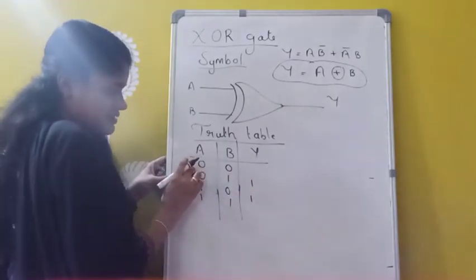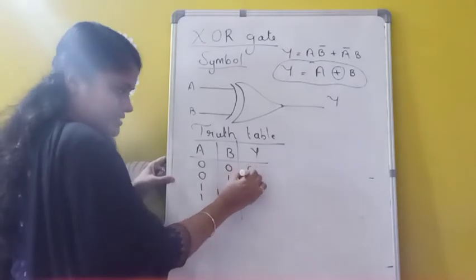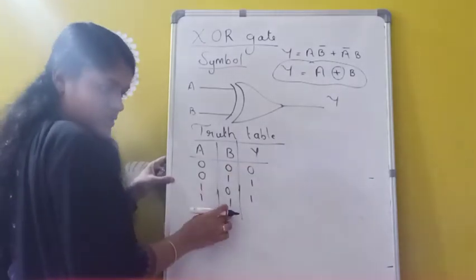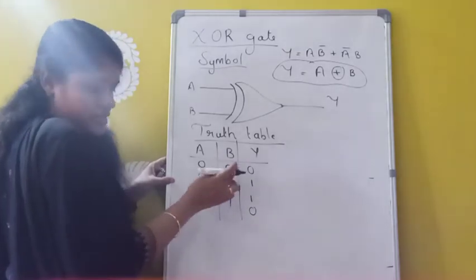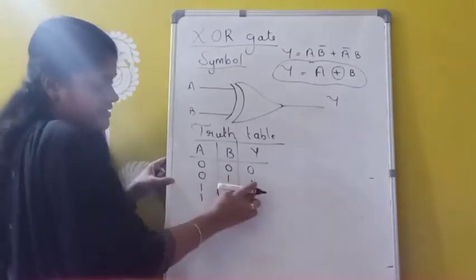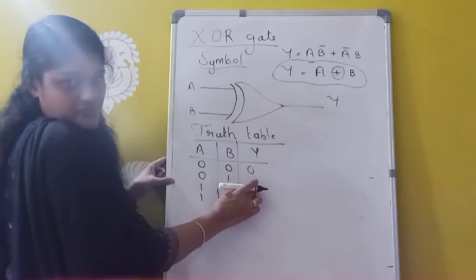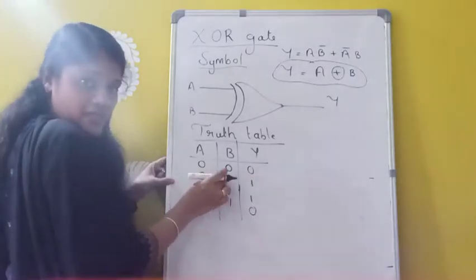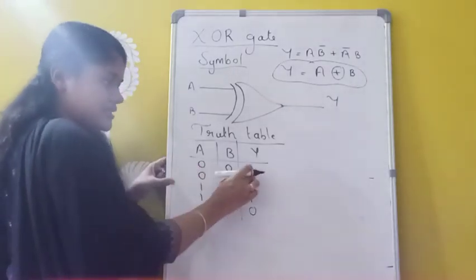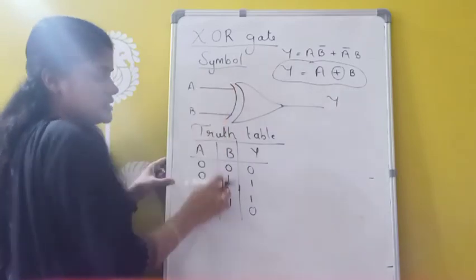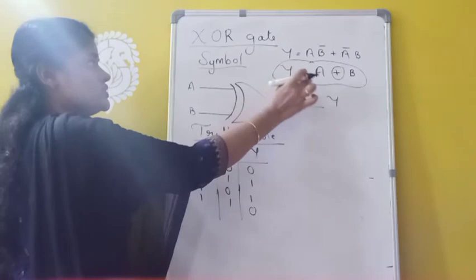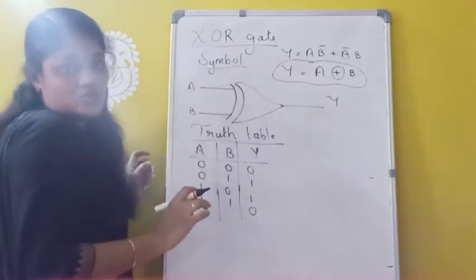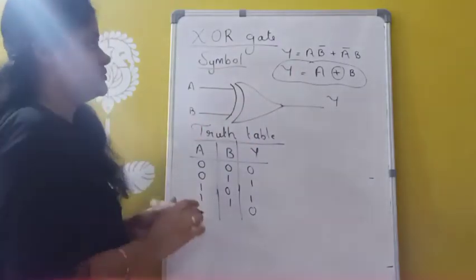But whenever both inputs are 0, the output is 0. And whenever both inputs are 1, the output is also 0. Only when one input is 1 and the other input is 0, we will be getting the output as 1. So this is the truth table for the exclusive OR gate, or XOR gate.